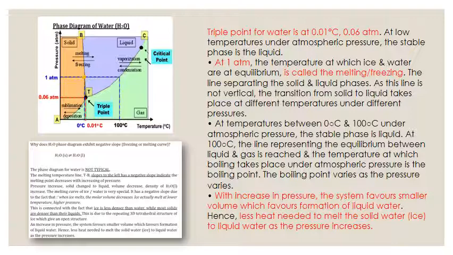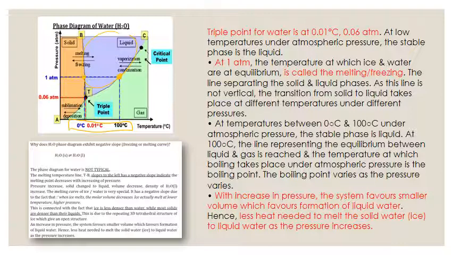So at temperature between 0 to 100, under atmospheric pressure, the stable phase is liquid. From temperature 0 to 100, we look here. The line representing the equilibrium between liquid and gas, the stable phase is liquid. At 100, the line representing the equilibrium between liquid and gas, so at 100 we are here. This is the boiling curve, the liquid-gas equilibrium curve, or we just call it the boiling curve.